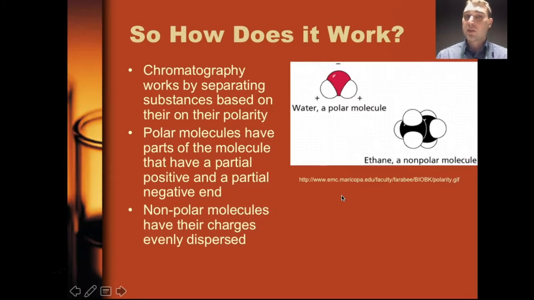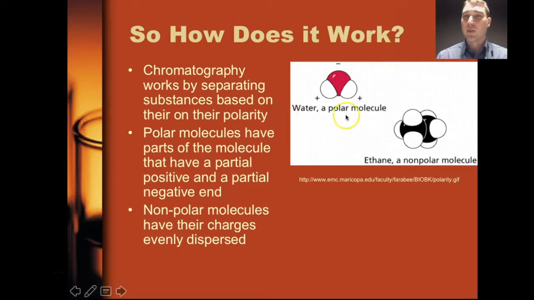So how does chromatography work? We're going to focus mainly on polarity in this video, and we'll talk about charge more when we're talking about ion exchange chromatography. It's based on polarity. So polar molecules have a distribution of charge that means that one end of the molecule is negatively charged and the other end of the molecule is positively charged. And it's usually a partial positive or negative.